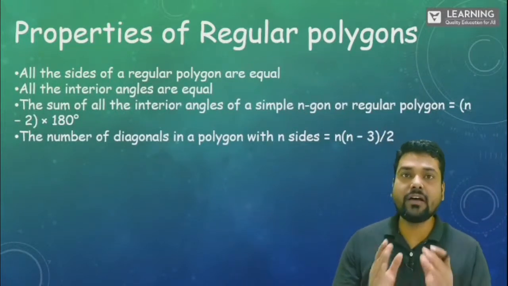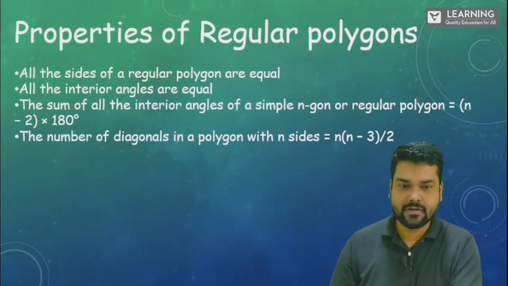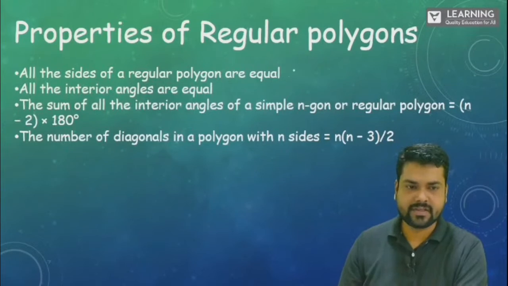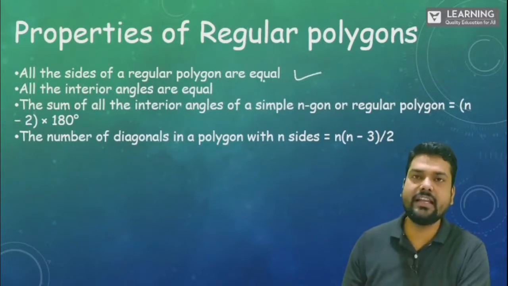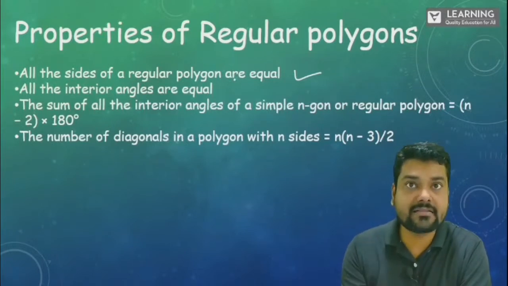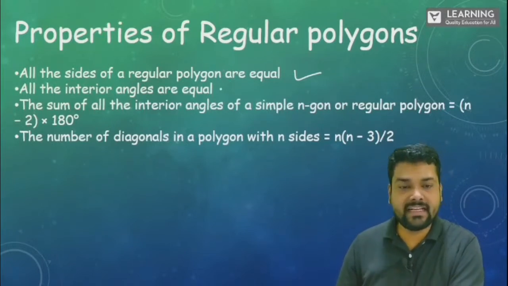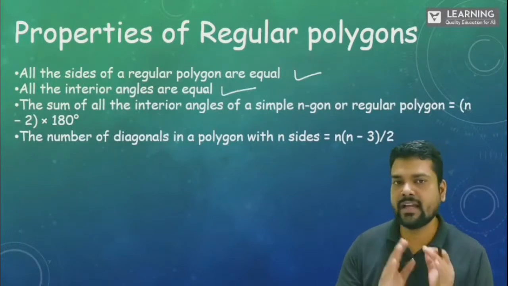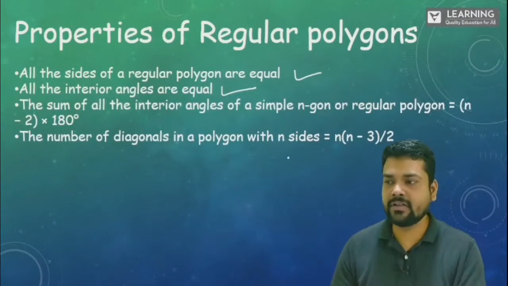So let's move to the first property. All the sides of a regular polygon are equal. Okay, so this thing I guess you understood very clearly. Now if sides are equal, angles will also be equal. All the interior angles are also equal. So these two properties we have discussed right now, and that is quite clear. Moving to the next part.